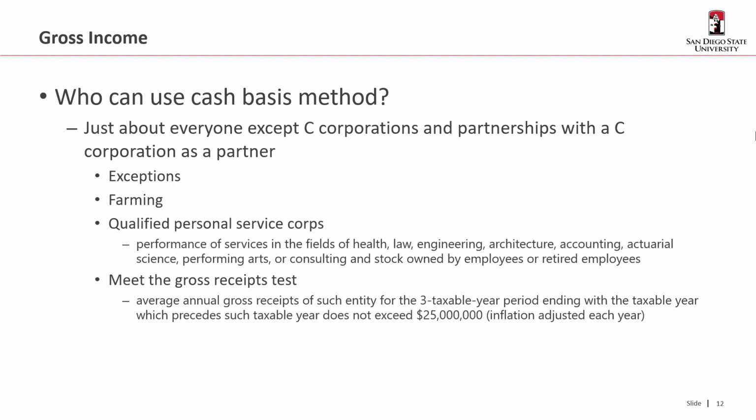And in any organization, no matter what type, if it meets the gross receipts test. And the gross receipts test was new. It was part of the Tax Cuts and Jobs Act. It was expanded significantly, and it is now 25 million, and that number is inflation adjusted. So in 2018, if your gross receipts did not exceed 25 million for the average for the 3 years prior, then you were also eligible to use the cash basis method.